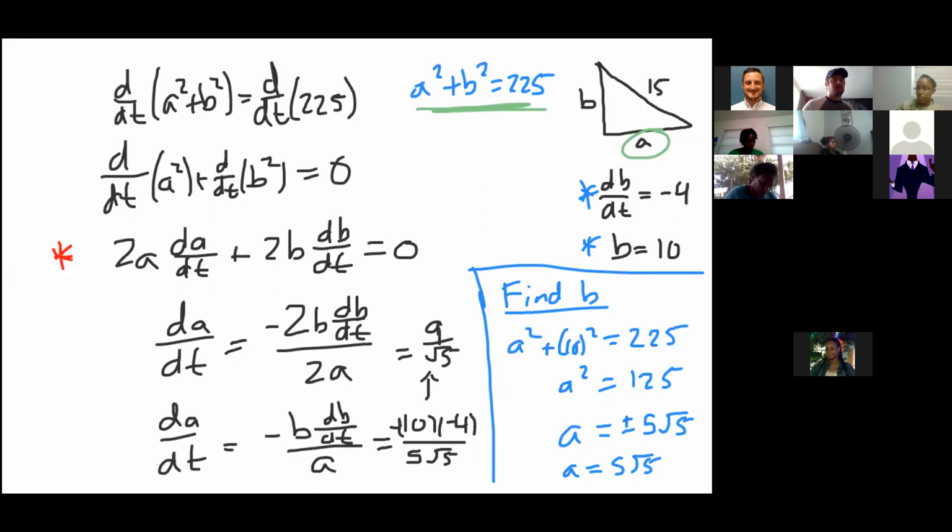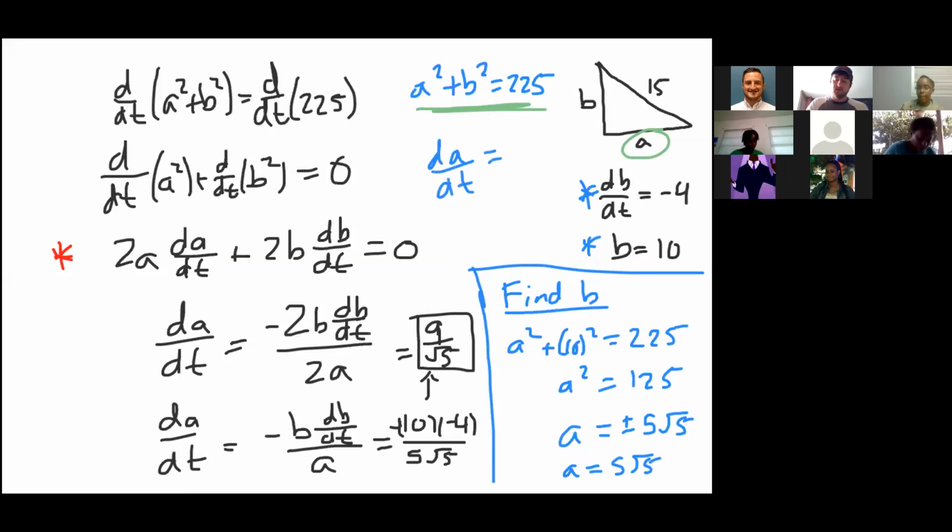If you wanted to rationalize it, you absolutely could, but I'm going to stop there because that gives you your answer. The rate at which this ladder is moving away, if you plugged it into your calculator, you get more of a good decimal approximation. But that change in A over time, how fast the foot of the ladder is moving away, is 9 over the square root of 5 feet per second.